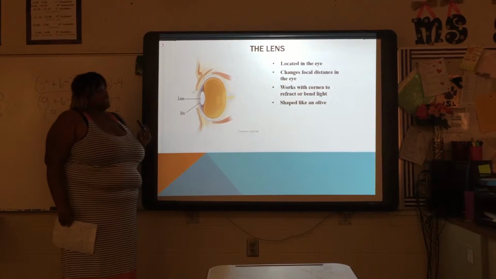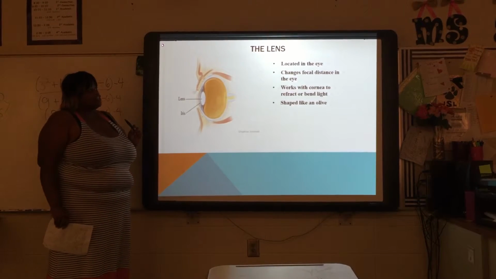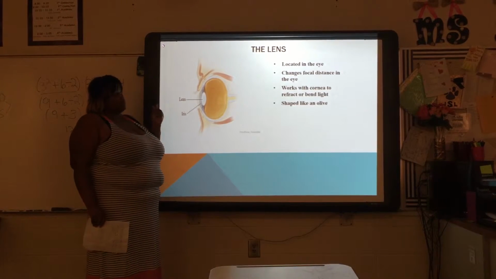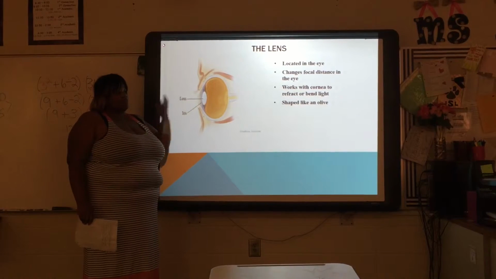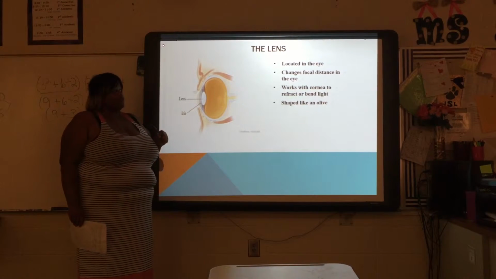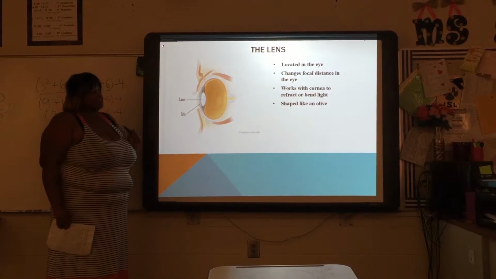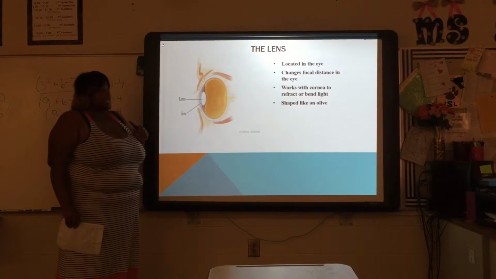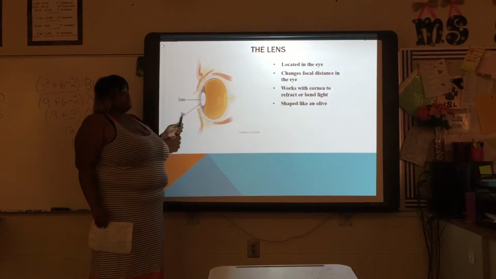The lens is located in the eye. It changes focal distance in the eye, so it makes it where you can either bring something closer to you or push it farther away. It works with the cornea to refract or bend light, and it is shaped like an olive.